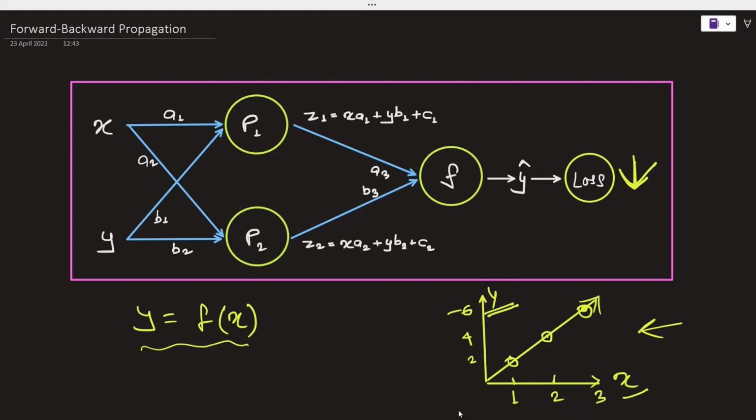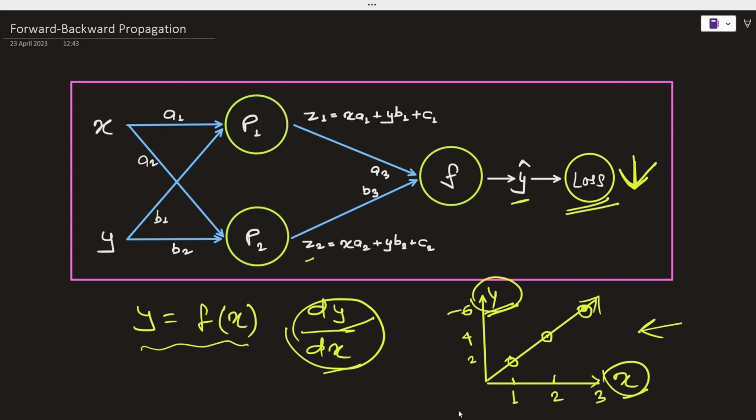And over here, let's say we need to understand how the value of y changes with respect to the value of x. That can be defined as dy by dx. That will tell us how a small change within the input value of x will bring a change within the output value of y. And this is the same idea that we are going to apply here to understand how we get the loss decreased by bringing some changes to the parameters on which our prediction is dependent.